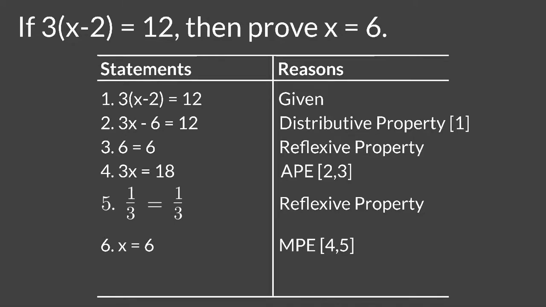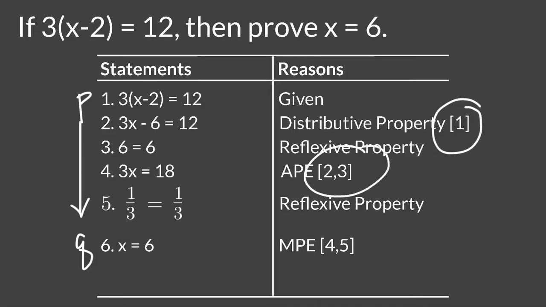Direct proof: start with the hypothesis, make a series of statements until you reach the desired conclusion. What do these numerals in bracket mean?